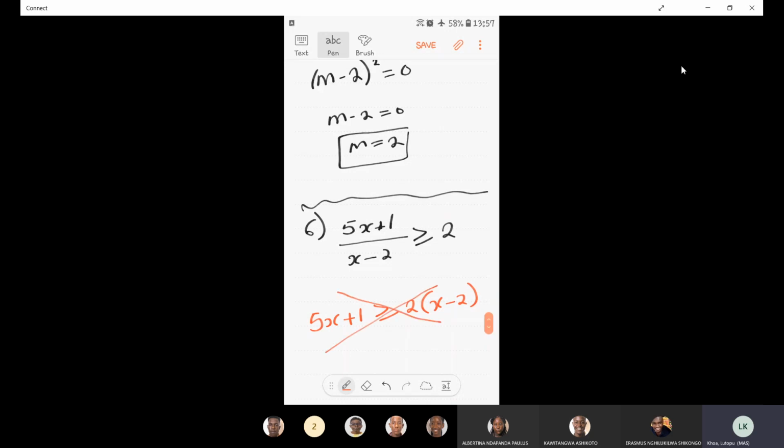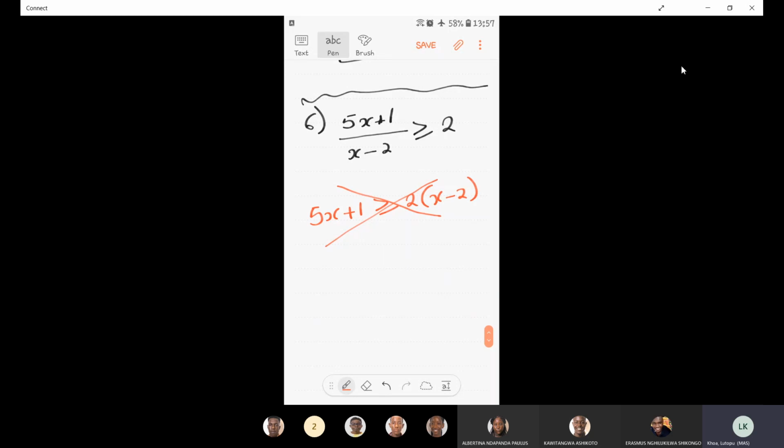Now the reason you cannot do this is because when you're multiplying or dividing by a negative number, the inequality must change direction. Now you don't know whether this is positive or negative. So if you multiply and you don't know whether it's positive or negative, you don't know if the sign should remain like that or should change like that. So what you should rather do is take this 2 that you have over here to the other side.